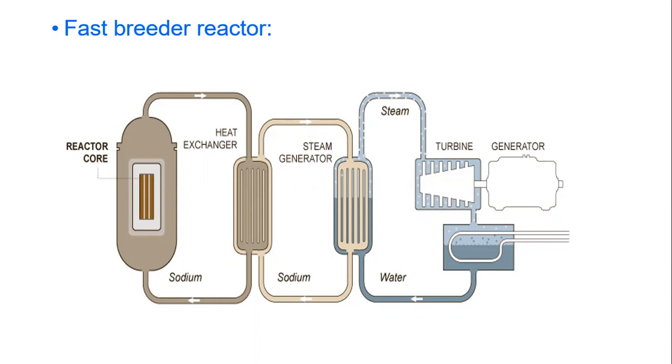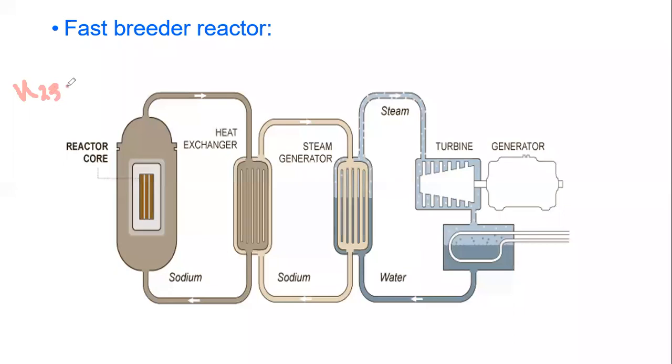Then it will be converted into slow neutrons. In that, the reactor core is surrounded with some fertile materials. What is the use of the fertile materials? They absorb the neutrons. What are the fertile materials? The fertile materials are uranium 238.